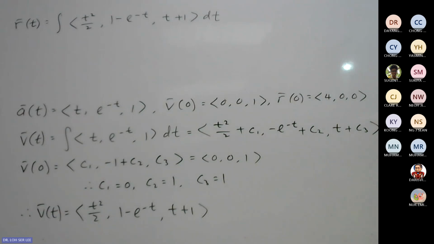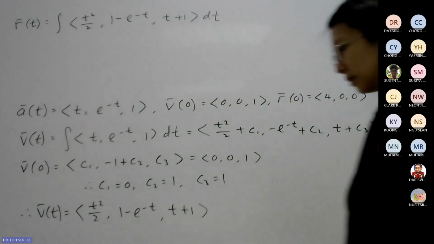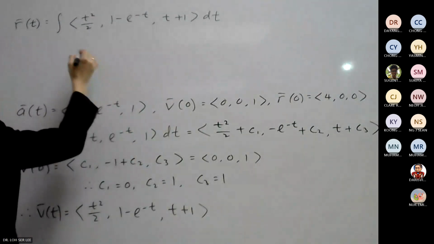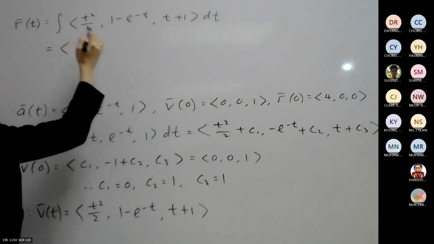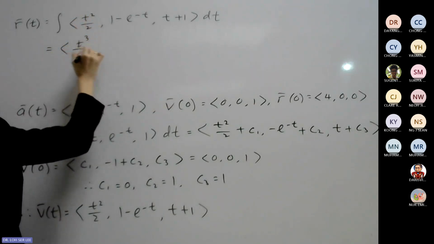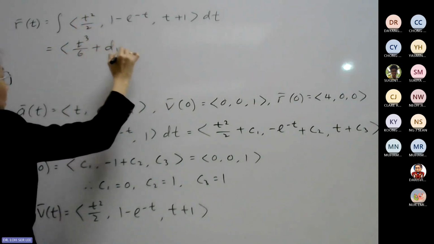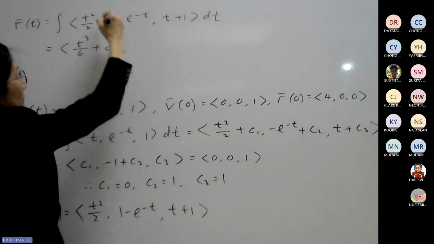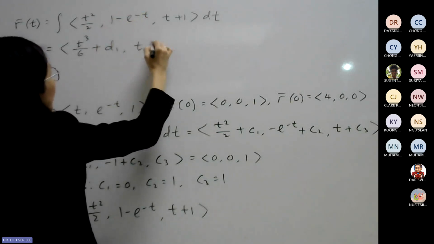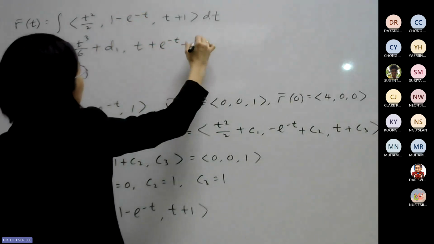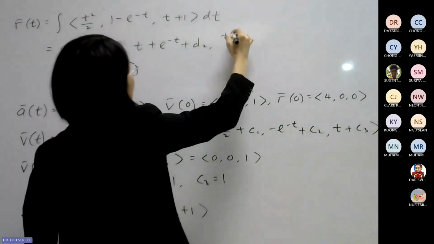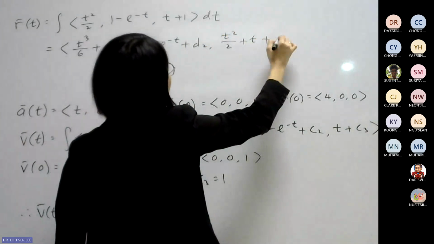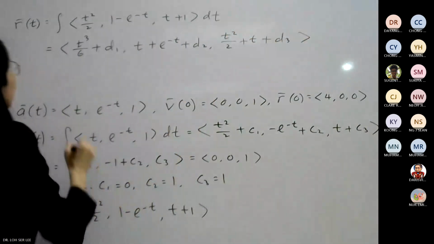Okay, so integrate the v, you get r. T squared over 2, you get t cubed over 6 plus d1. This one, you get t, and e to the negative t plus d2, plus d3.